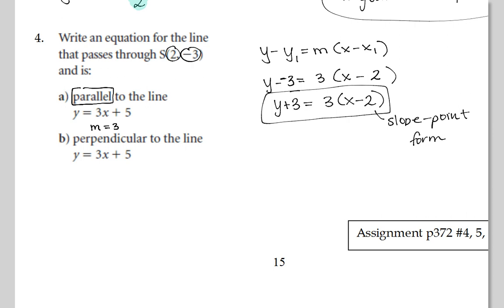Now, if I want to switch to a line that's perpendicular, what do I do to this slope? Negative reciprocal. So then what do I get? -1 over 3 will be the negative reciprocal of the integer 3. Okay?